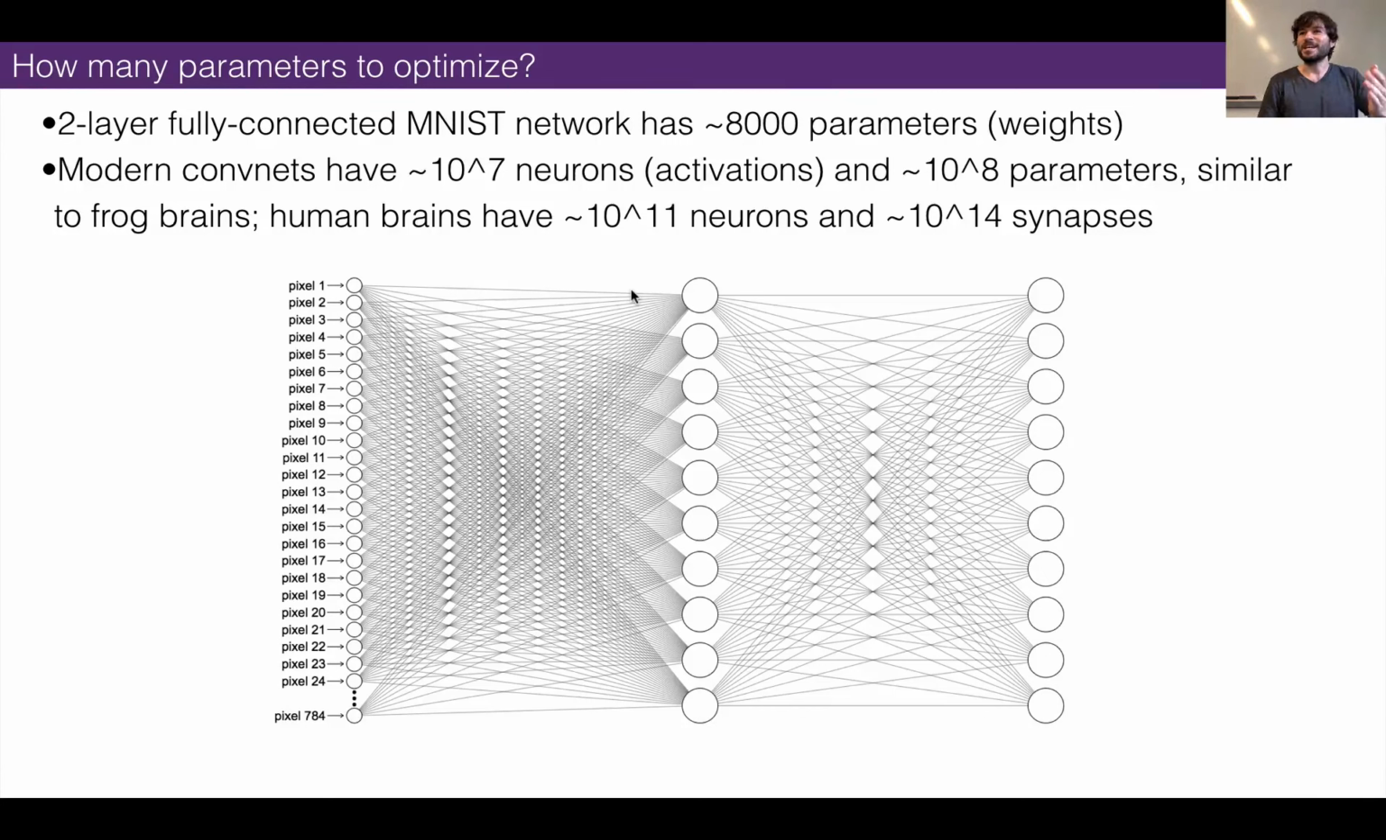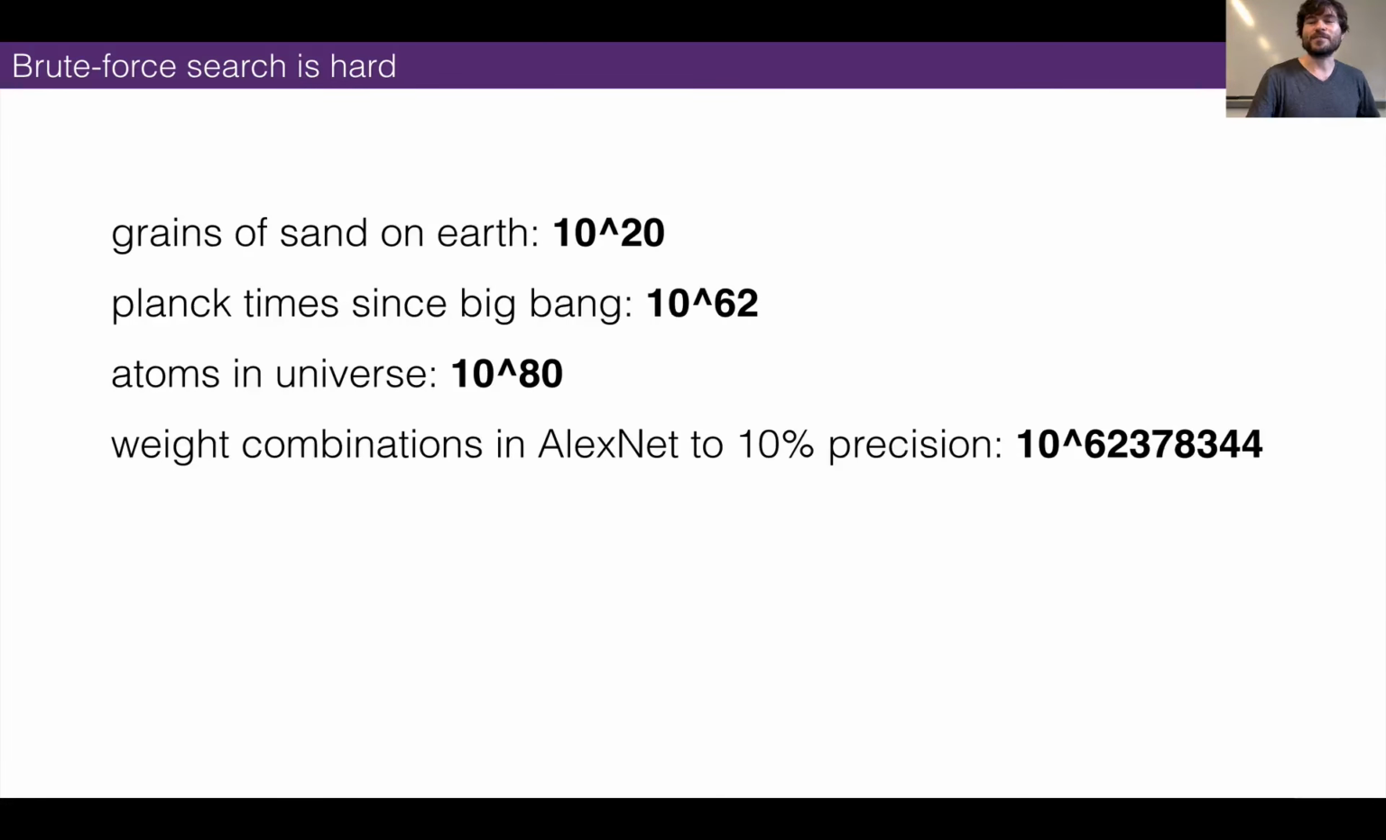But even still, with a modern convolutional neural network, we have hundreds of millions of parameters to optimize, which means that the search space is inconceivably large. Just to give you a sense of the scale, the number of grains of sand on Earth is a 20-digit number. The number of atoms in the universe is an 80-digit number. And if we take AlexNet, which was the first really successful convolutional neural network, and sample it to 10% precision, the number of weight combinations we have to try is a 62 million digit number.